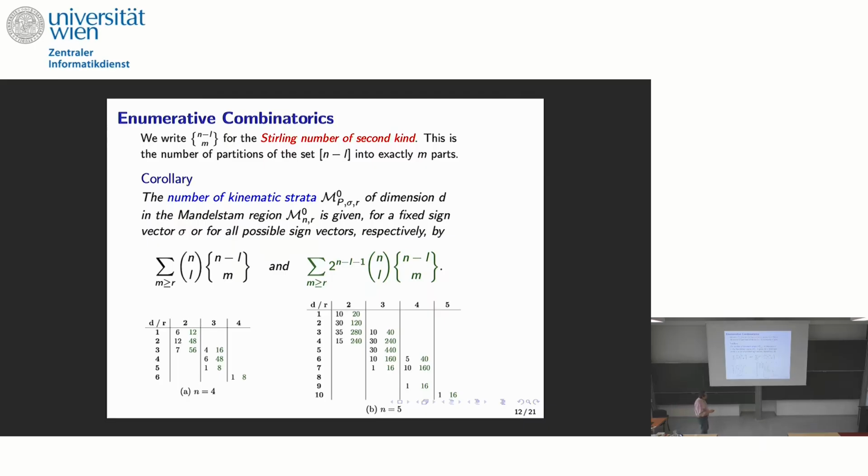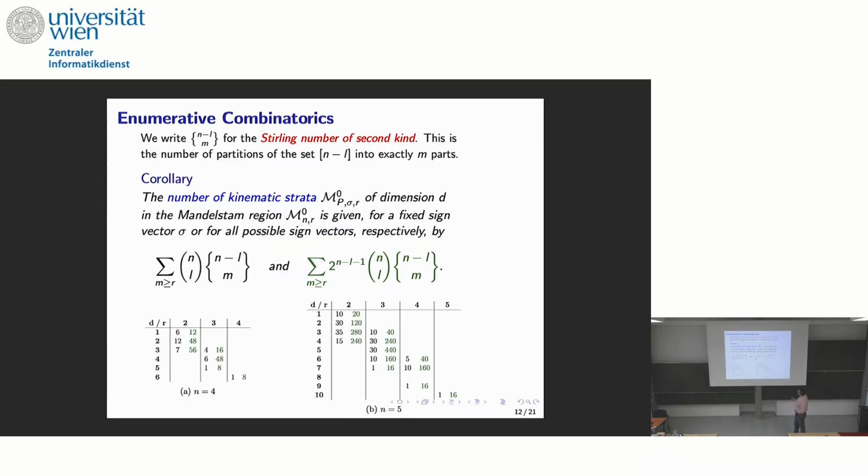And then here's n equals 5. So this is simply the f-vector, the face vector of cells, pieces in the stratification. I have not yet said whether or not these are nice cells. I'm just counting how many kinematic strata there are. And I can either count for a fixed sign pattern or I can count over all sign patterns.